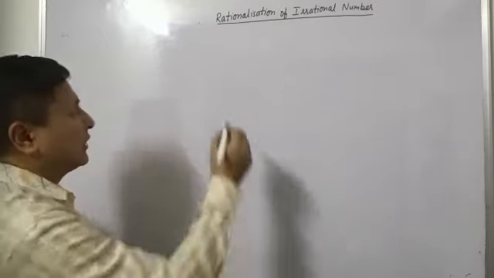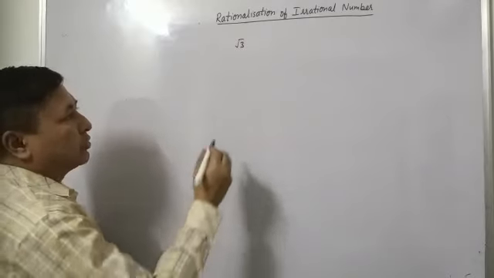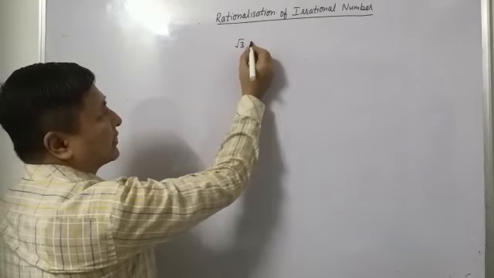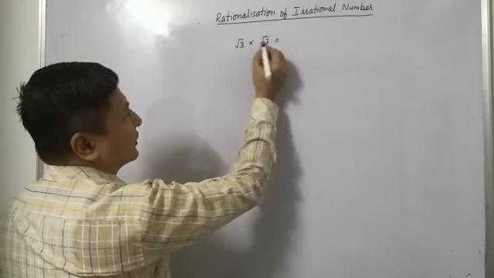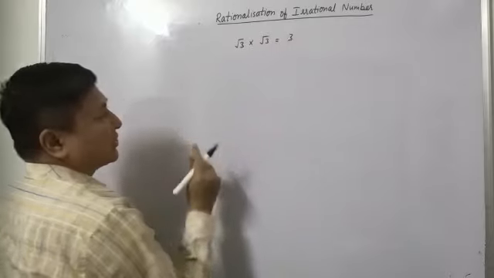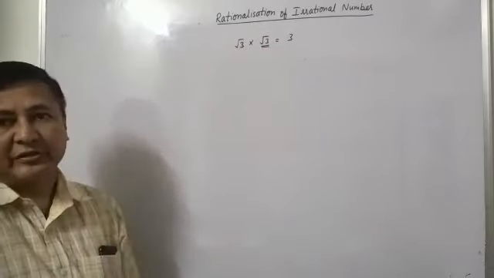For example, root 3 is an irrational number. Now to get a rational number here, we will multiply it by root 3 again. So root 3 into root 3, we know that it is 3. So root 3 is a rationalizing factor.